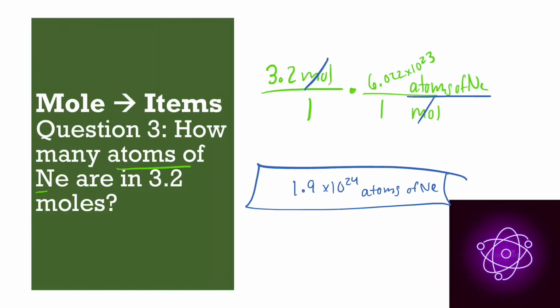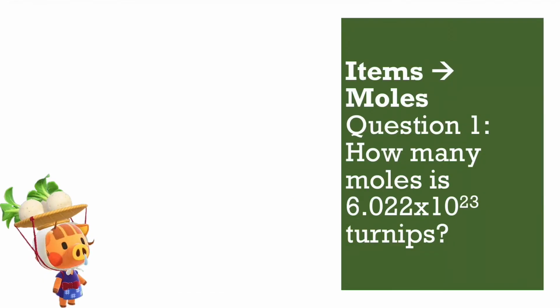Okay. Now that's starting at moles and going to number of things. So now I'm going to give you the number of things, and we're going to figure out how many moles that is. Again, it works the same way. How many moles is 6.022 times 10 to the 23 turnips? So you're playing Animal Crossing and you're buying all these turnips Sunday morning. How many moles of turnips did you buy if you have 6.022 times 10 to the 23 of them? This is your given or your known. So you take 6.022 times 10 to the 23 turnips.